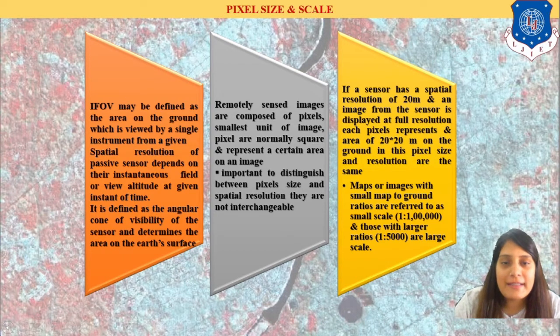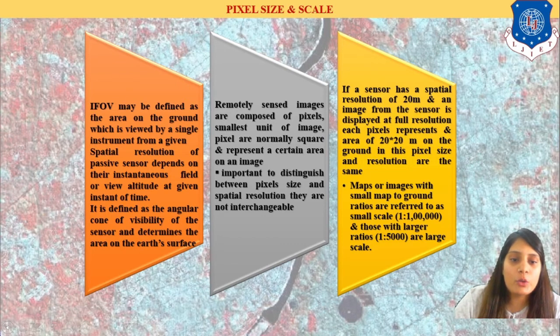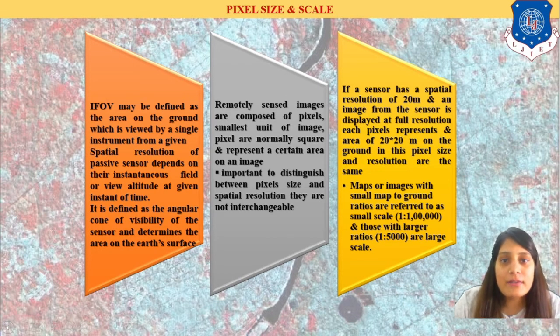Similarly, we all know the map and scale representation, which has been explained here. Maps or images with small scale to ground ratio are referred to as small scale, and those with larger scales are referred to as large scale. So 1 is to 1 lakh covers a large area, but the features are small. And when it is 1 is to 5,000, we have good quality of small features and we can detect the small features very well. So depending on our analysis and research, we can change the pixel size and scale.